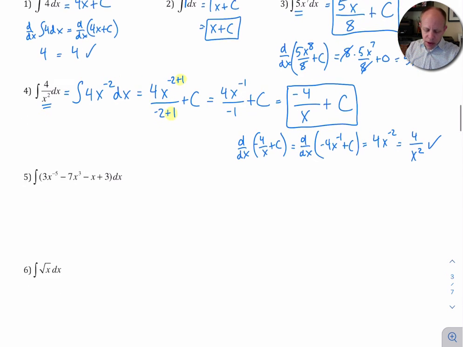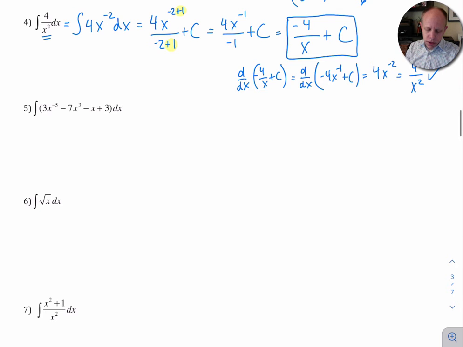All right, looking at number 5. So here we have a bunch of terms added and subtracted together. So we can just take the antiderivative of each one and then put them all together. So 3x to the negative 5 would be 3x to the negative 4 over negative 4. We have minus 7x to the 4th over 4. So add 1 to the exponent, divide by the new exponent.